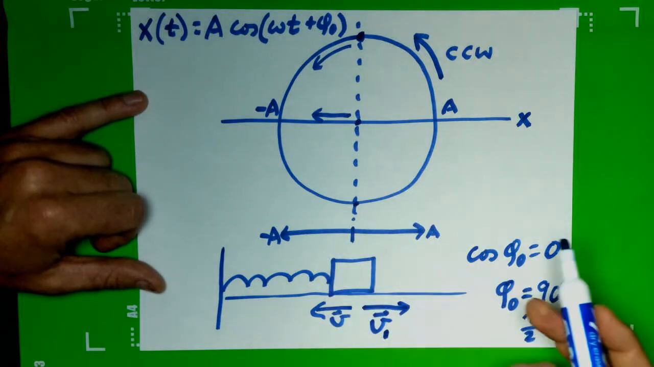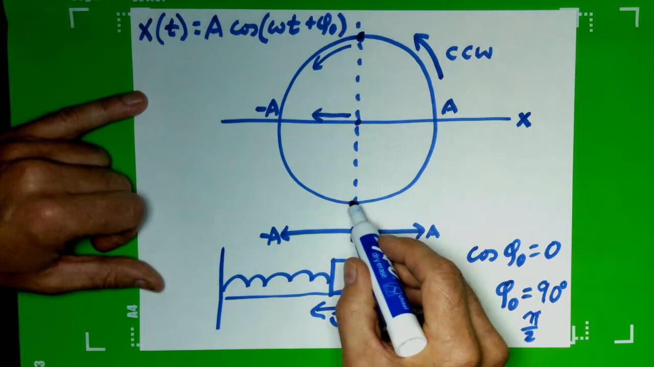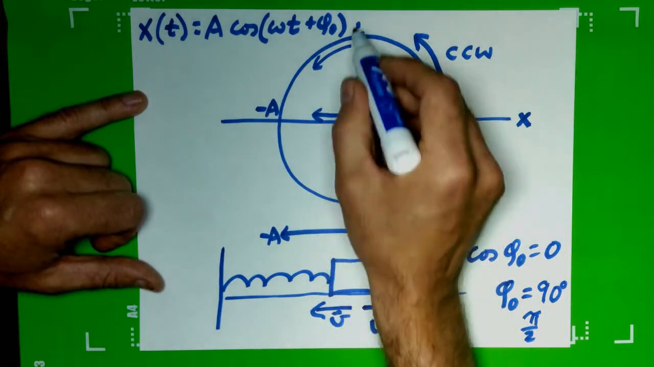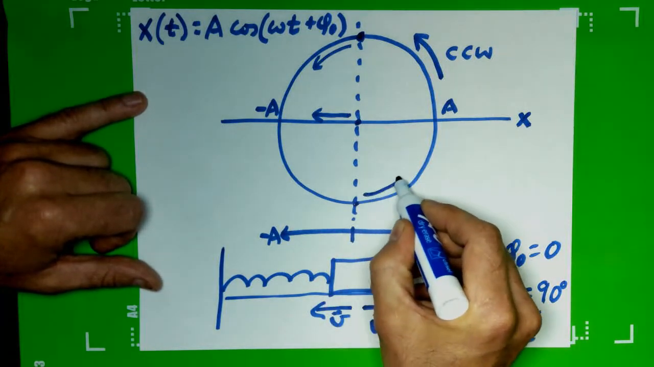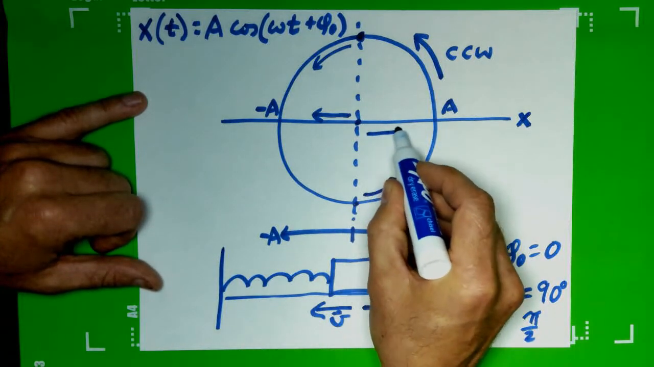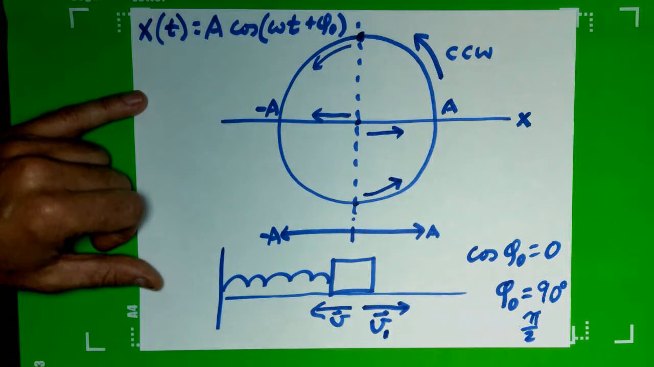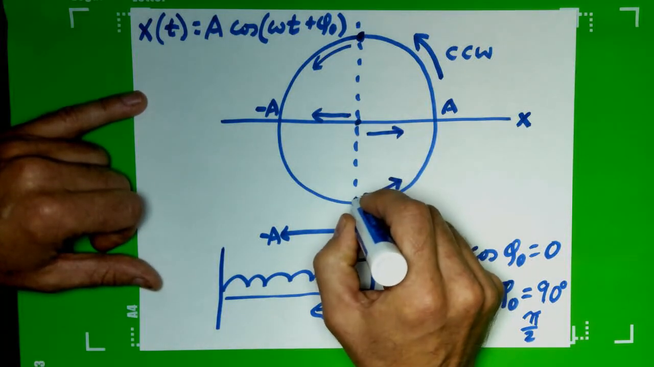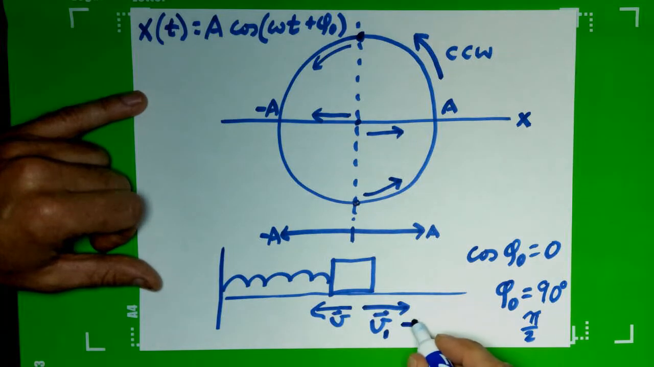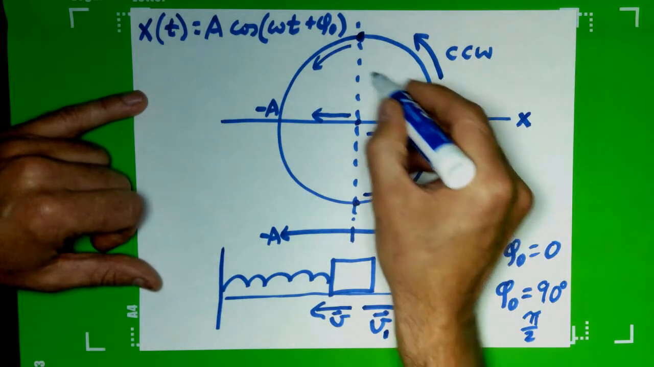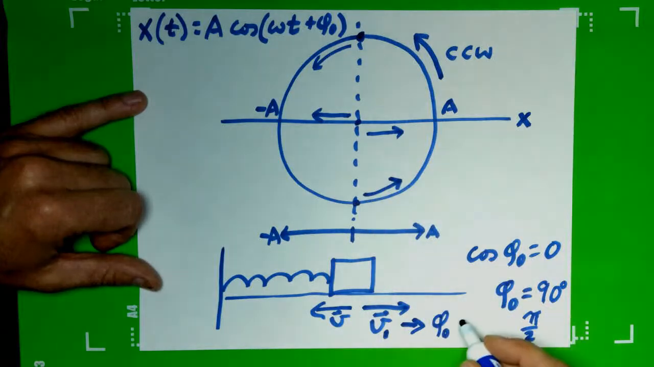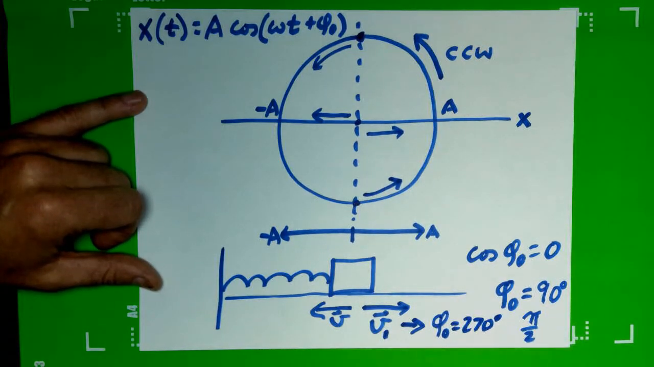Then, well, where are we starting? Well, it's at the origin, so it means it has to be here or here. But since we're now moving that way, our counterclockwise motion continues that way, giving us moving towards positive A, which means we have to start down here. Which in that case, we'd have phi 0 from here all the way to here, which means that's going to be 270 degrees, or 3 pi halves.